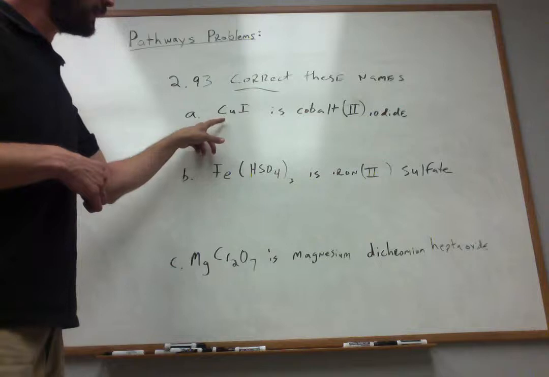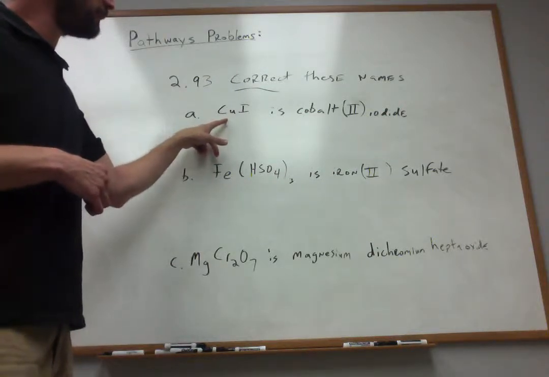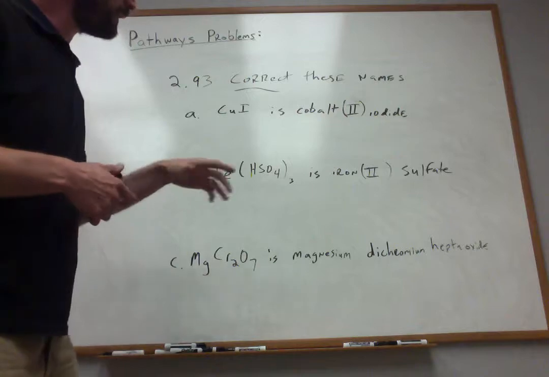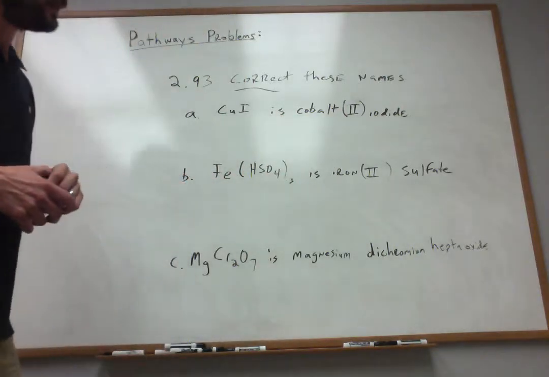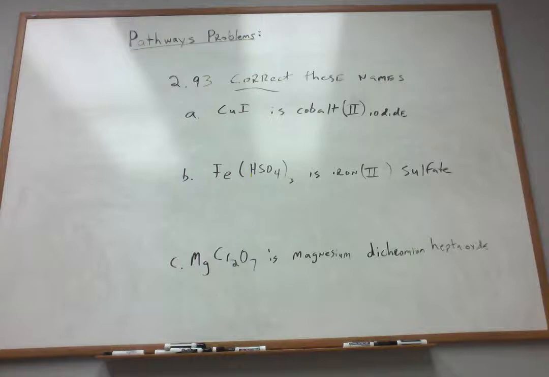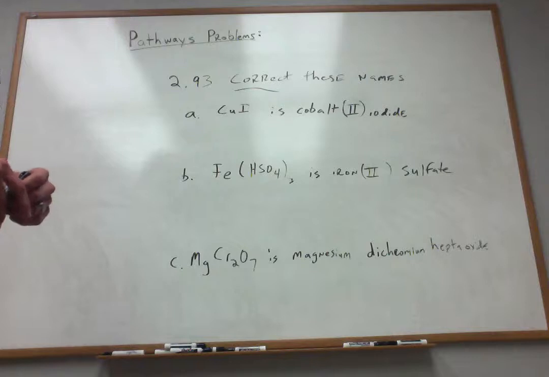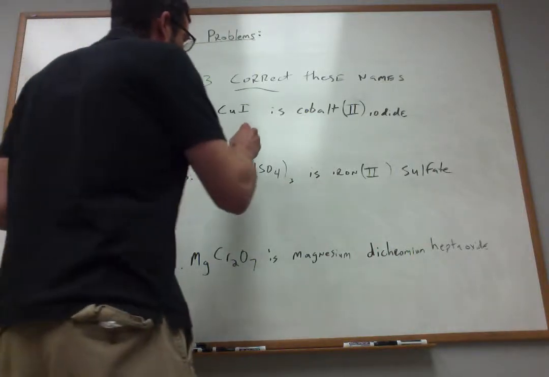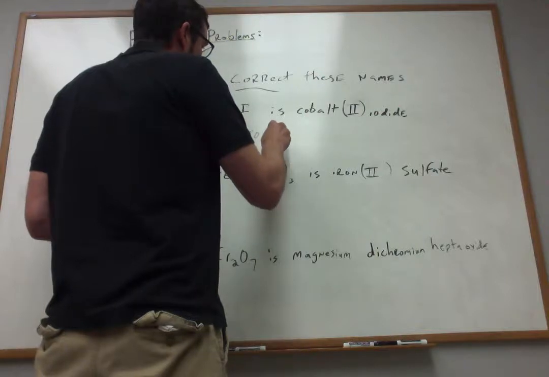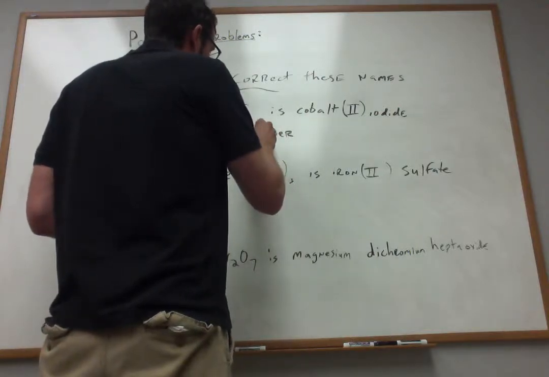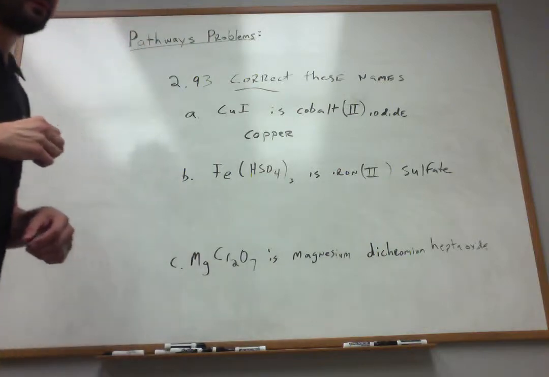It's a 3-part problem, ABC. Part A gives us this formula, CuI, and they claim that the name for that material is cobalt-2 iodide. They want us to correct the name. So there are a couple of errors here. First off, is the elemental symbol for cobalt Cu, or is it something different? I think it's different, right? Cobalt is Co. Cu is copper. So we're dealing with a salt of copper, not cobalt. First major error, okay? You've got to know those element names and symbols.